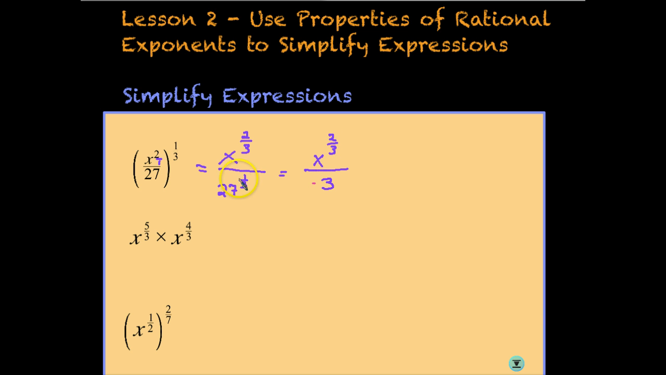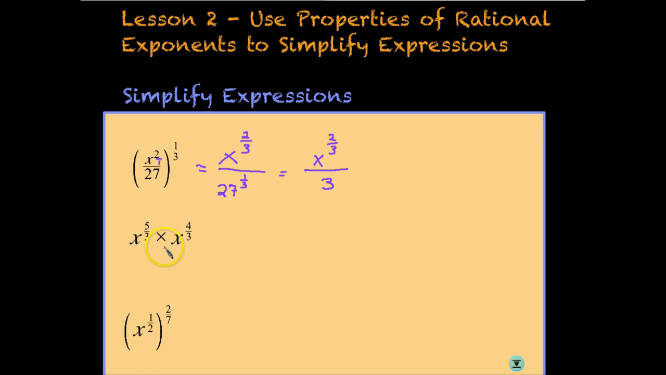Now you might be asking, well, why didn't we just move the 27 up and combine the exponents? The reason we didn't do that is because 27 and x are not the same base, so we would not be able to combine them. We could move it up, we just wouldn't be able to combine them. So this is our simplified form.